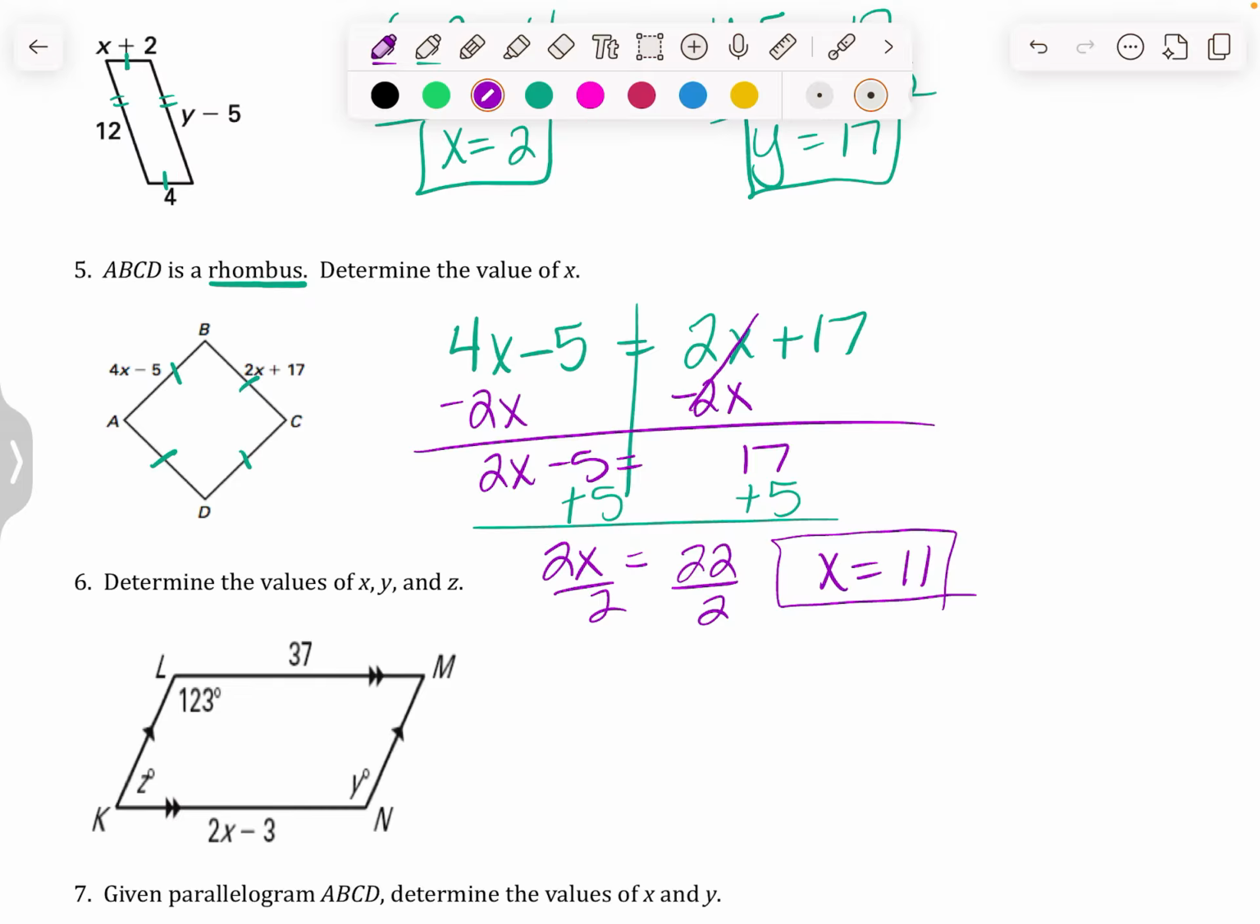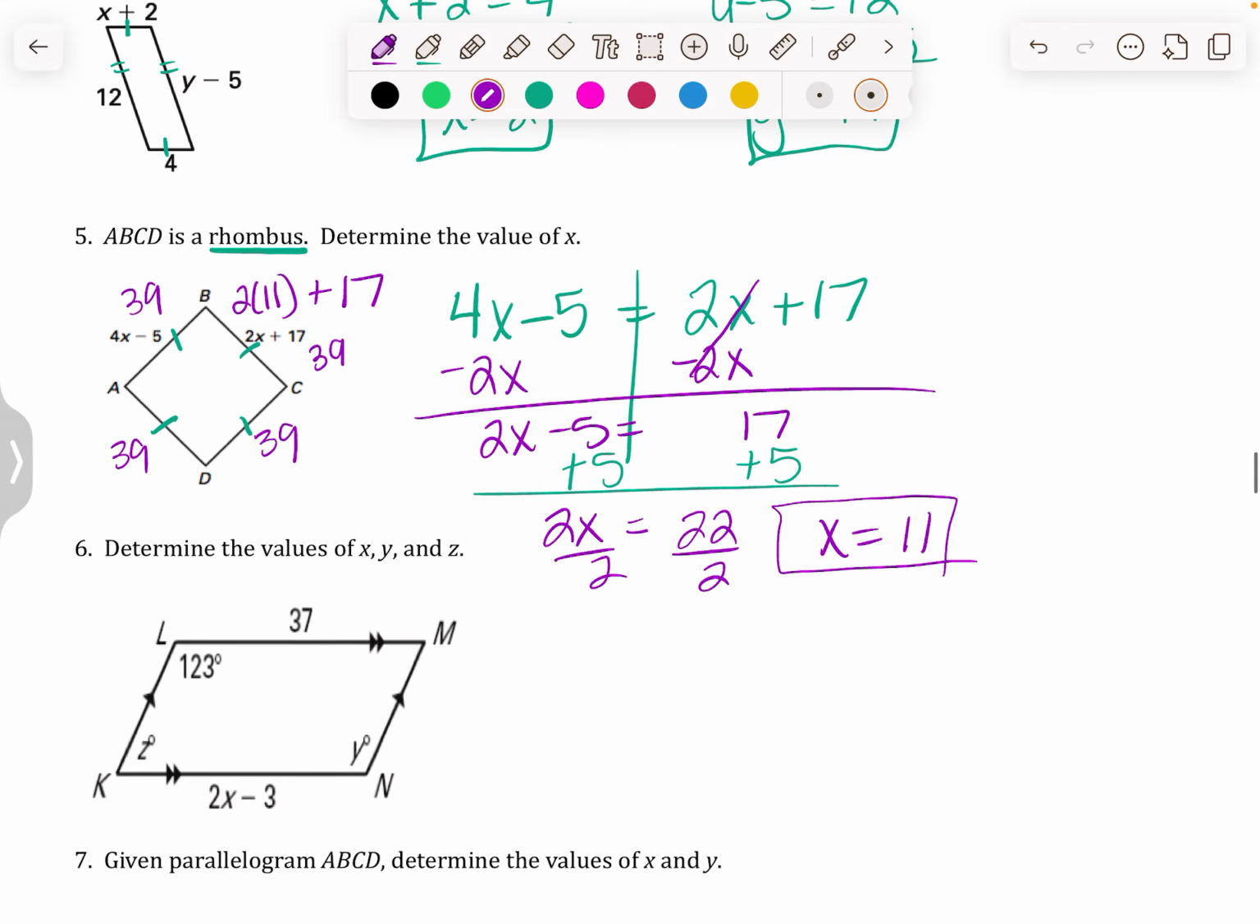Now if I wanted to find the length of the side, I would plug that back in. So 22 plus 17 would be 39. And that means that each of these would have a length of 39. And remember, side length is measured in linear units. And so that could be in inches or feet or centimeters or meters, but it is not the same thing as degrees. So just keep that in mind.